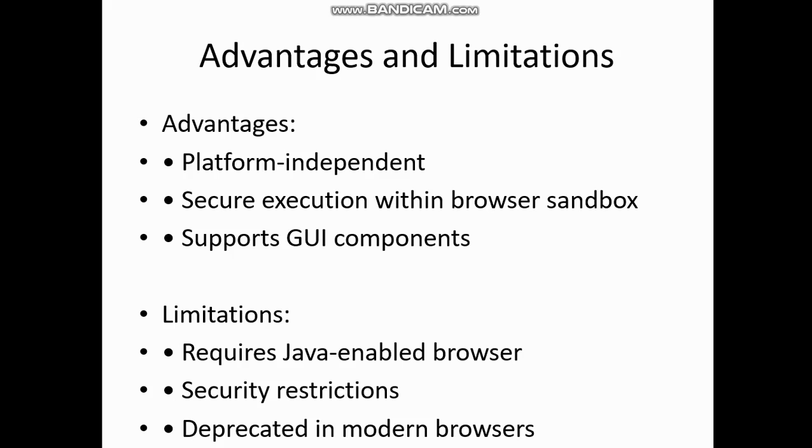So these are the advantages and the limitations. The advantage is that it is a platform independent language. Java is already a platform independent language, an important feature in Java, which is why Java became very familiar in those days. It also has secure execution within the browser sandbox, and supports GUI components, because before Java, most programming languages only supported CUI, that is character user interface, but Java supports GUI components. Those are the advantages of applets in Java.